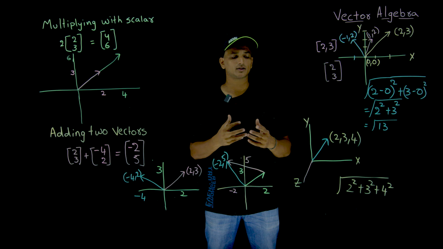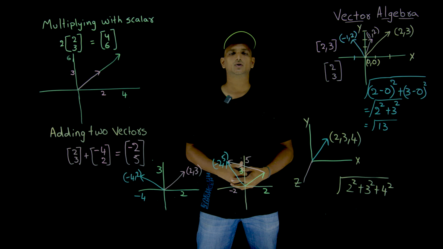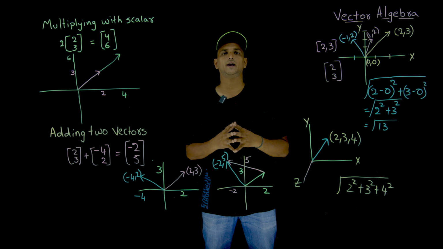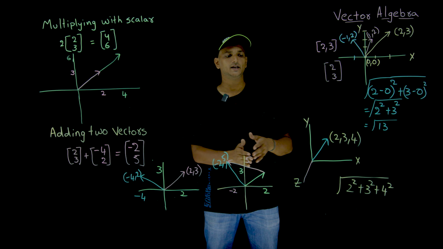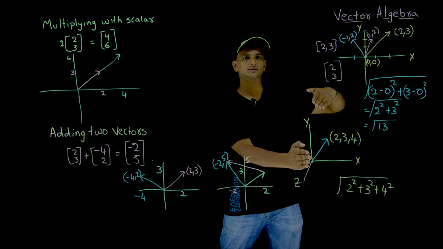The length of the vector is the square root of 2 square plus 3 square plus 4 square. This is what we call the length of the vector, meaning the magnitude of that vector. And it is moving in this direction. From here onwards, it is moving in space. Three-dimensional means space.